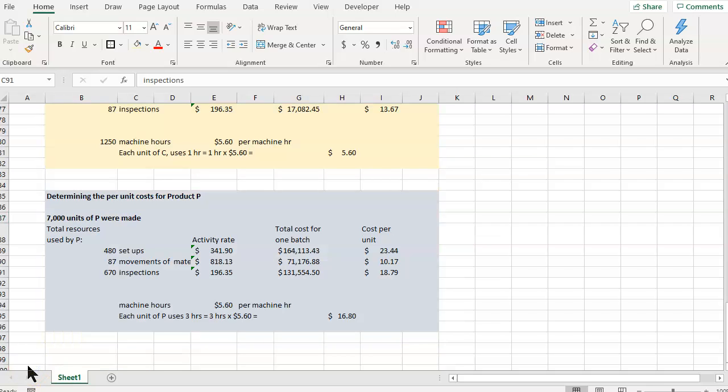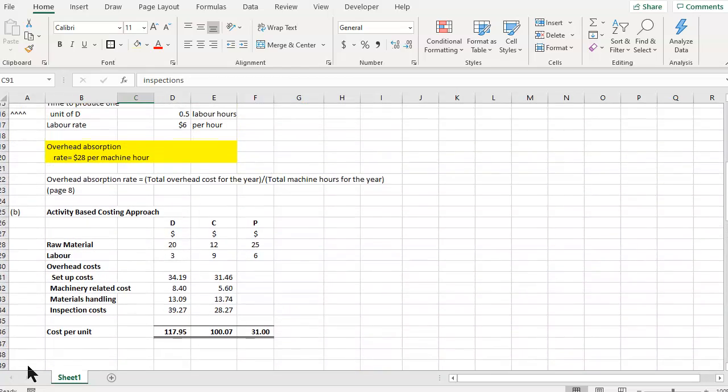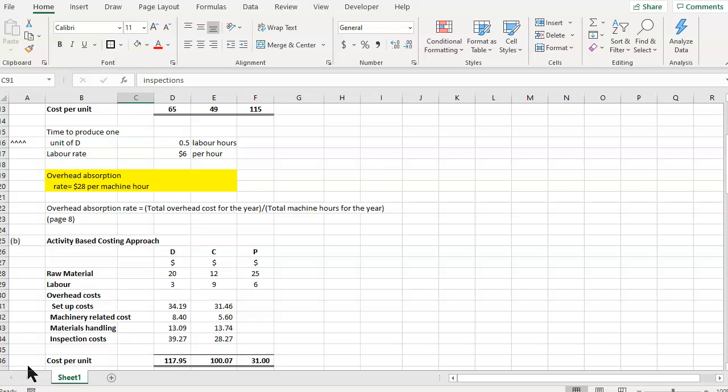Okay, we're back again. And here we have the data for product P. $23.44 for setup costs, $10.17 for material movements, and $18.79 for inspection. And let us not forget the $16.80 for machine-related costs. So again, let's put our data in and look at how the costs compare under both methods.